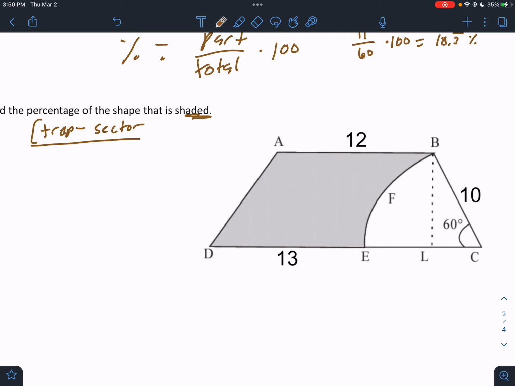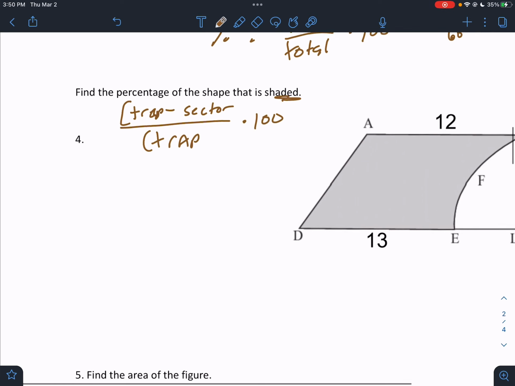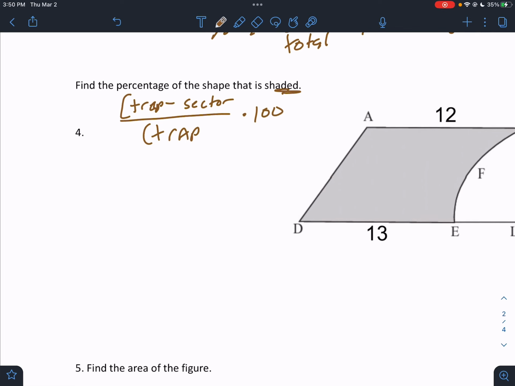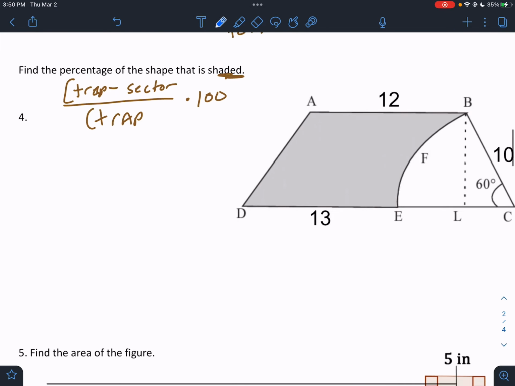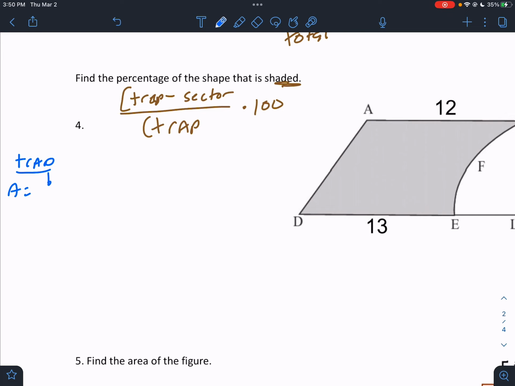So this would be the shaded area divided by the total, which would be the trapezoid, times 100. So it's shaded divided by total times 100. So we need the area of the trapezoid. Let's start with the trapezoid. The area of a trapezoid is base 1 plus base 2 divided by 2 times the height.